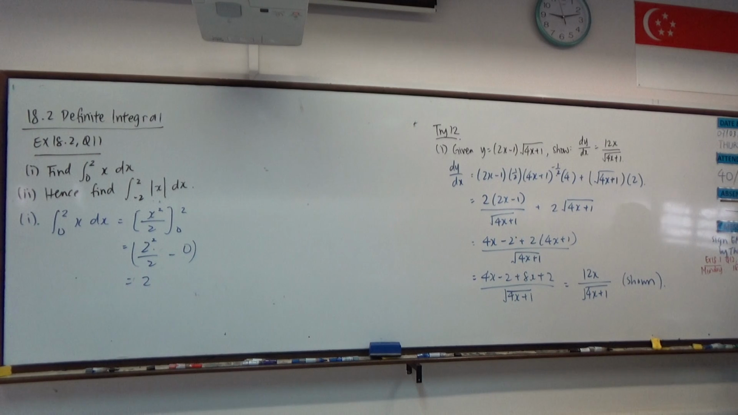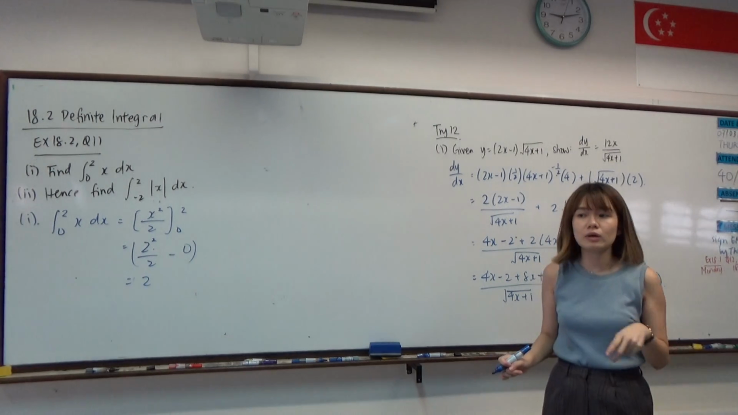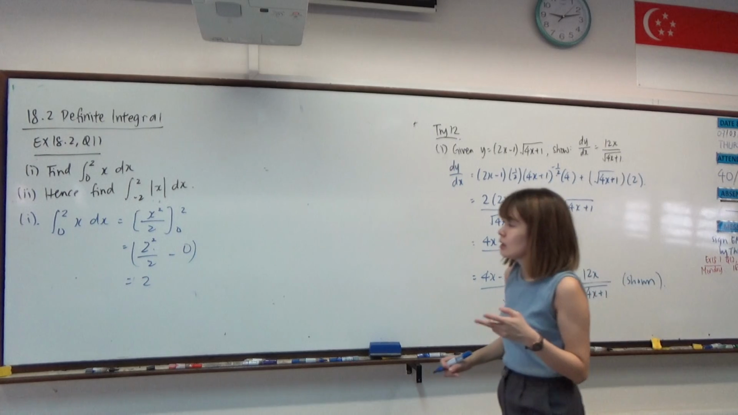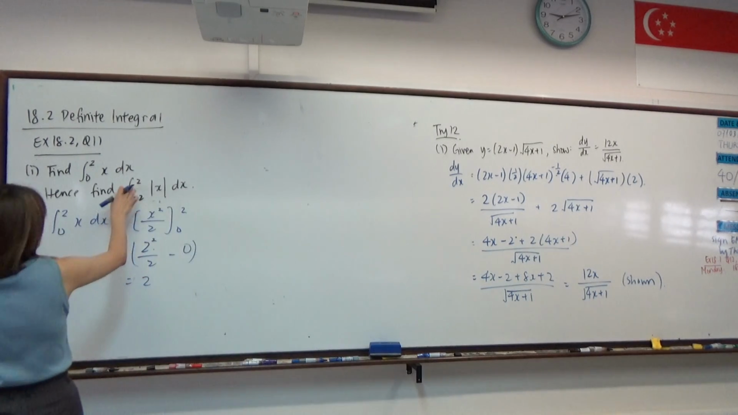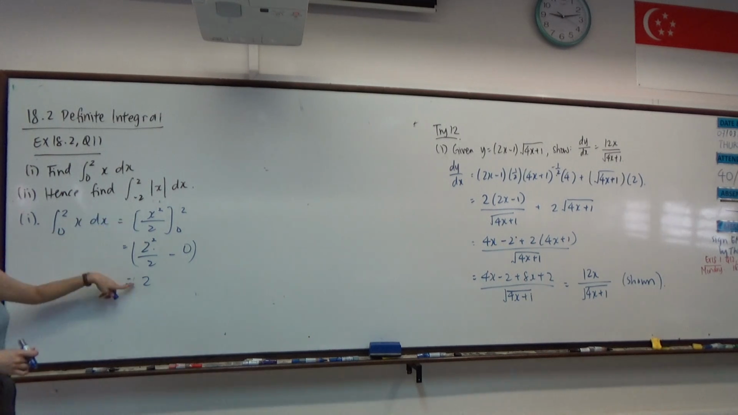How do we go about integrating this modulus then? Anybody has any ideas? How should we go about integrating this modulus? The boundary is the boundary? No, this is negative 2 to 2. The question gives you the boundary to be from negative 2 to 2. Integrating this will give you 2 or minus 2.